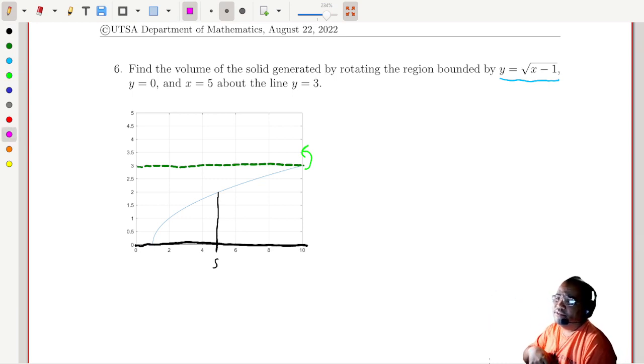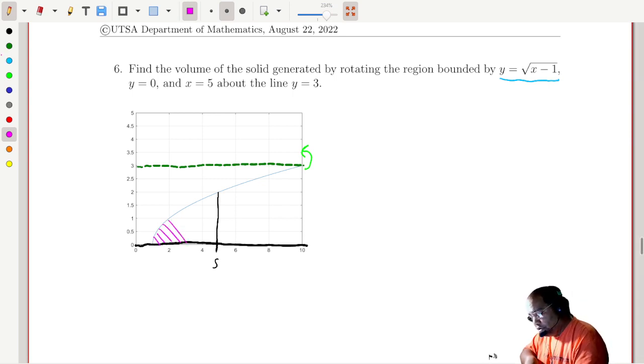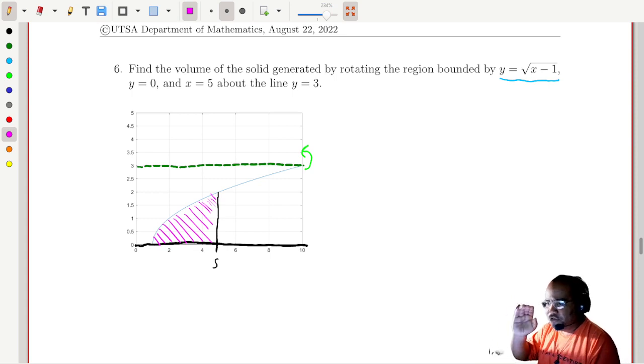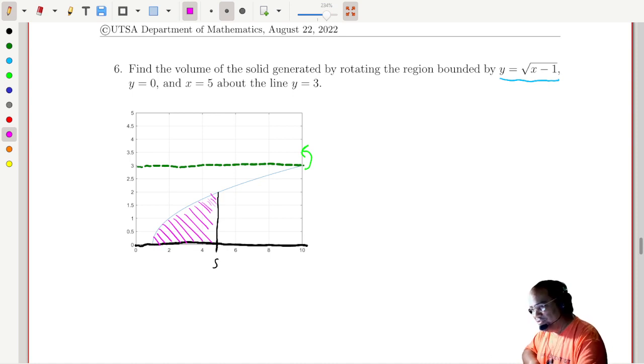So, again, we think about this. Square root x minus 1 serves as top boundary, y equals 0 as bottom boundary, and x equals 5 as right boundary. So this part here, for the solid body, we're going to be rotating around that dashed dark green line. There's a lot of conflict. I should not use that green.